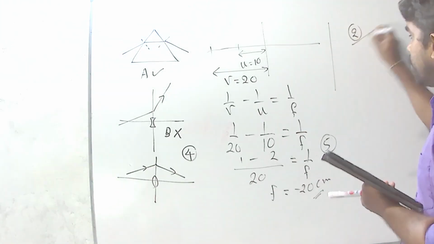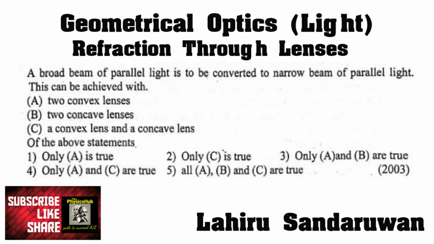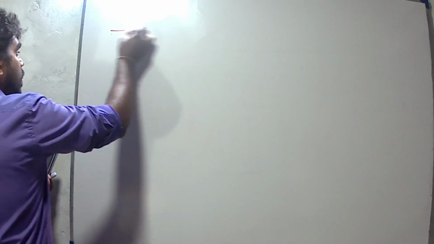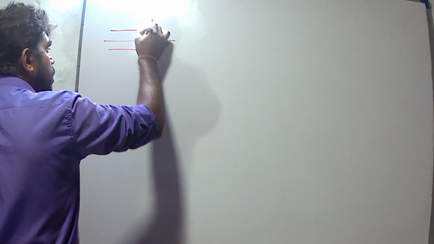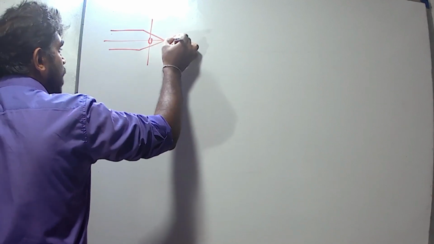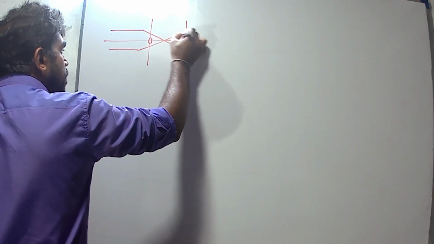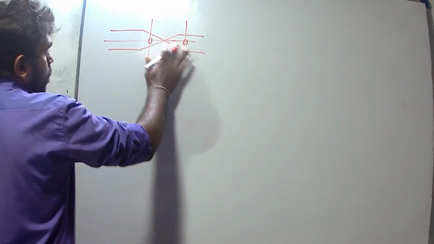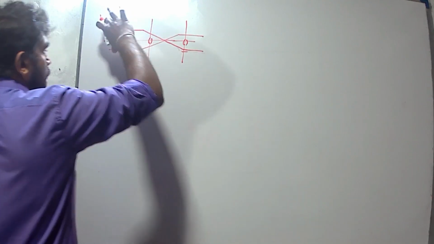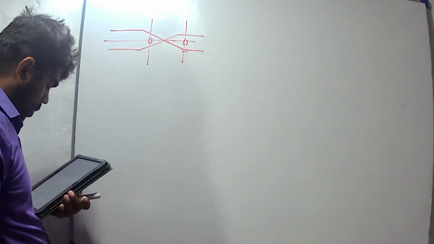Second one is incorrect. Then answer is 2. A broad beam of parallel light is to be converted to a narrow beam of parallel light. This can be achieved with 2 convex lenses. We can use 2 convex lenses to convert a beam like this. We can convert this beam to a narrow beam. A is correct.